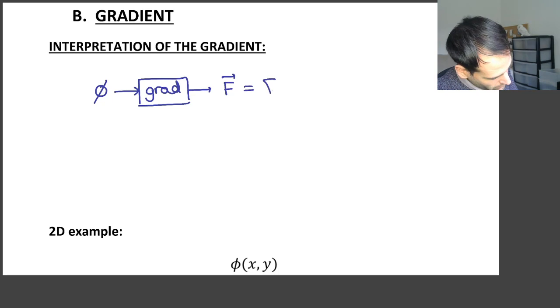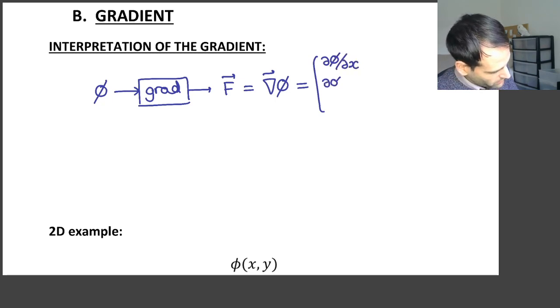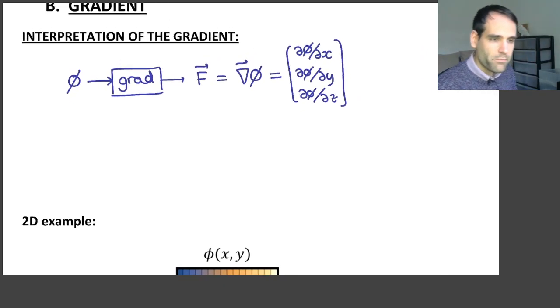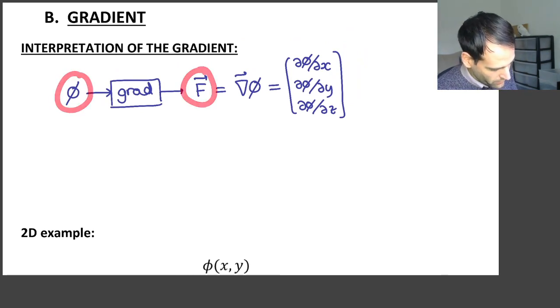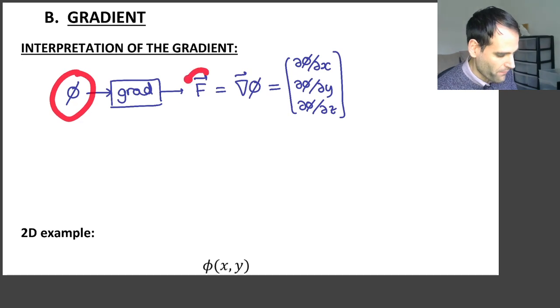You just have to apply the operator nabla to the scalar phi, which means you get a vector whose components are the partial derivative of phi with respect to x, the partial derivative of phi with respect to y, and the partial derivative of phi with respect to z. Importantly, please remember that these are not a scalar and a vector. These are actually a scalar field and a vector field.